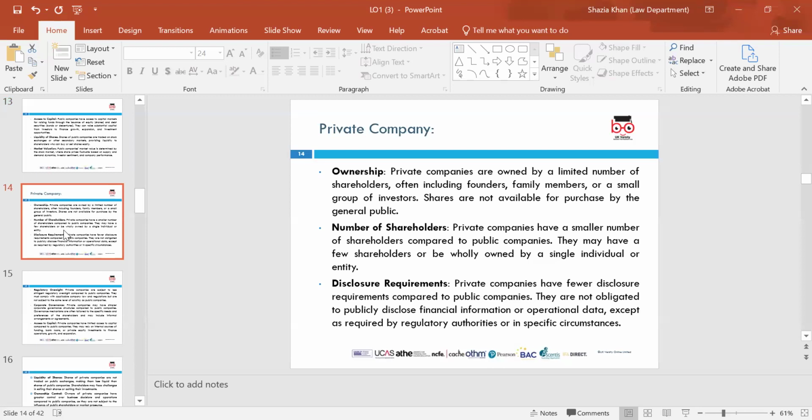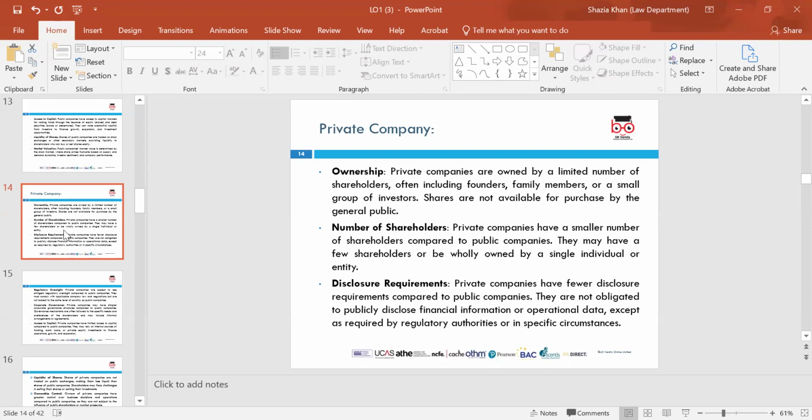Private company. So the ownership: private companies are owned by a limited number of shareholders, often including founders, family members, or a small group of investors. Shares are not available for purchase by the general public. So compared to the public company, these shares are not available to the general public.